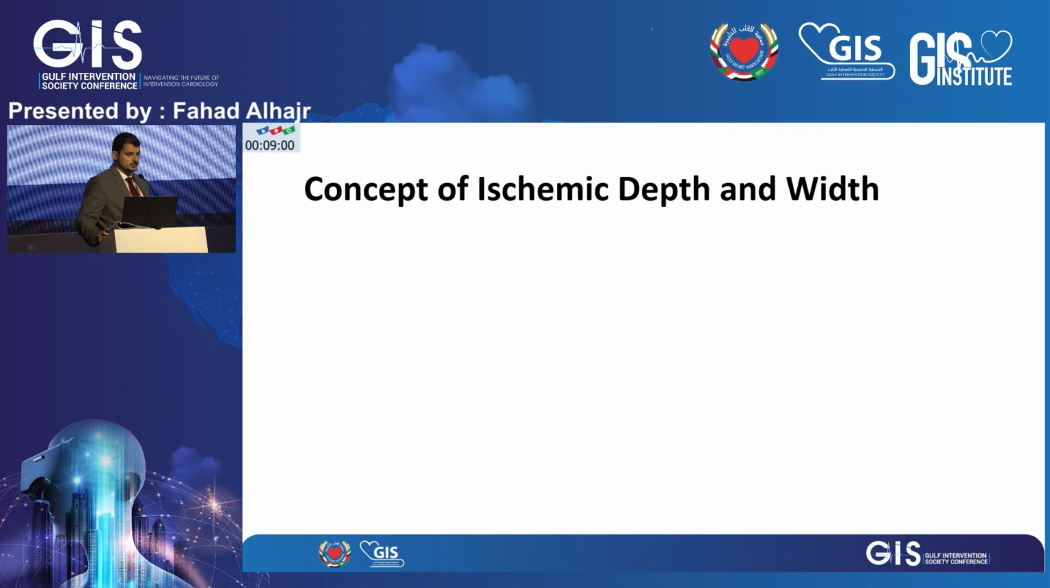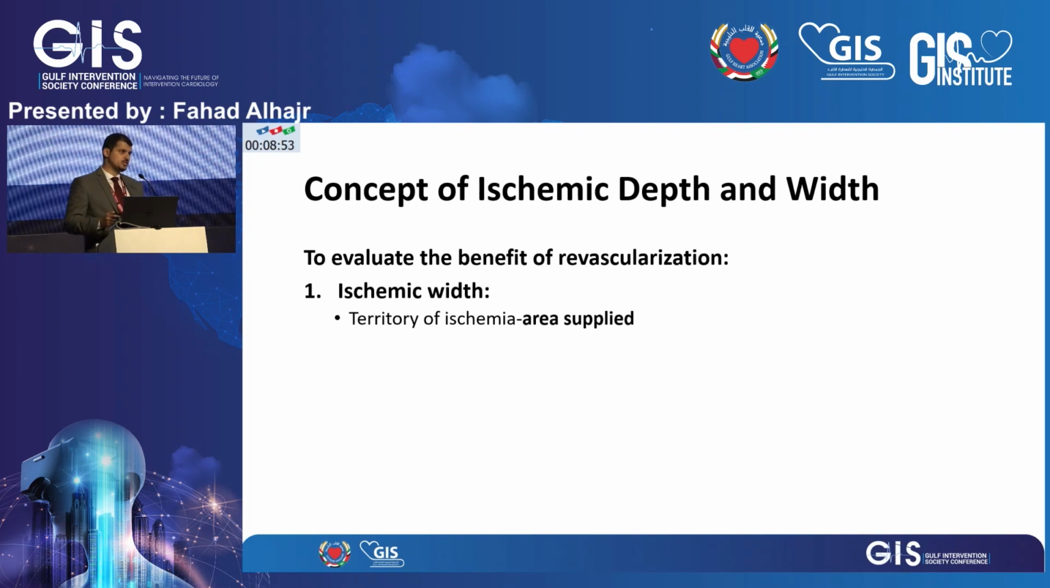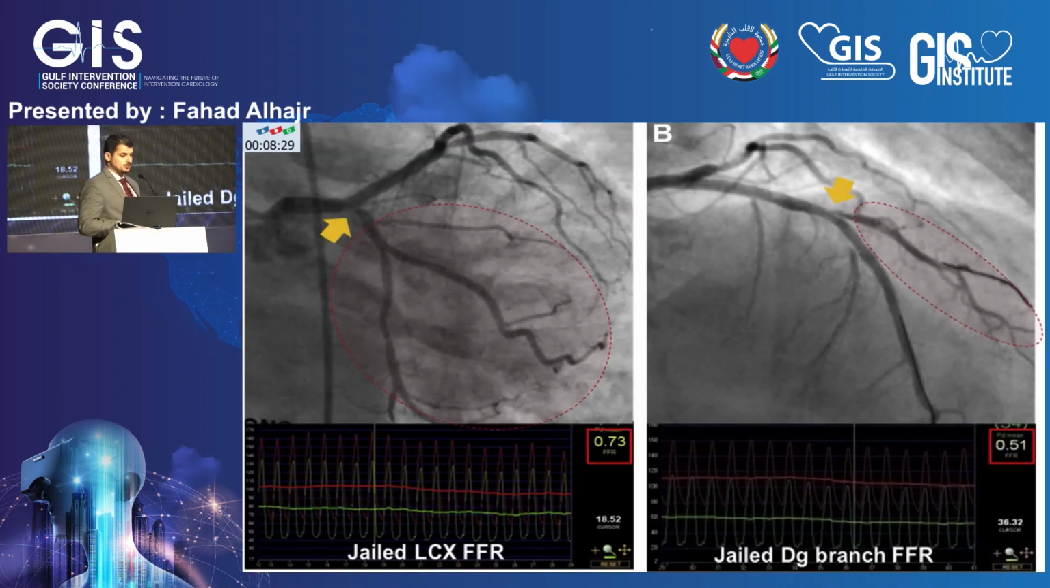Another concept that we need to discuss is the ischemic depth and width. To evaluate the benefit of revascularization, we have to have two concepts in mind. The first is termed ischemic width, which basically means the area that's being supplied by the side branch. The second is the presence of ischemia. You can have a side branch that doesn't have any ischemia. You don't have to take care of it, even if there is an ostial pinch, as we saw in the earlier case presented today. So the ischemic width and depth is explained in this scenario.